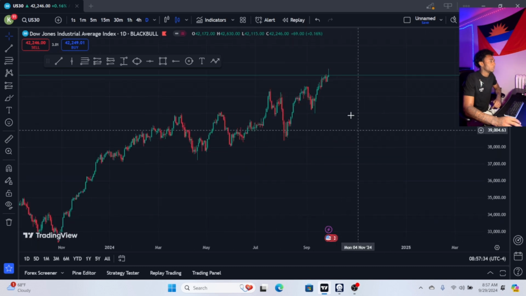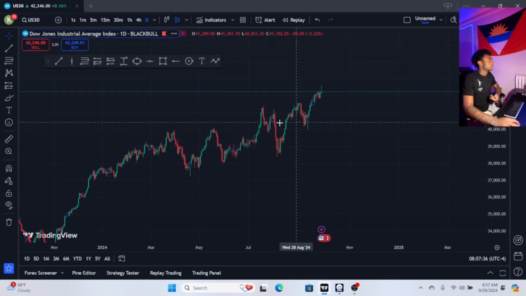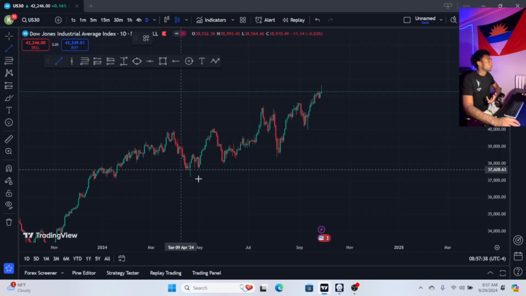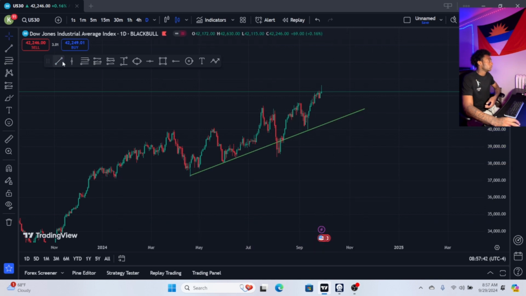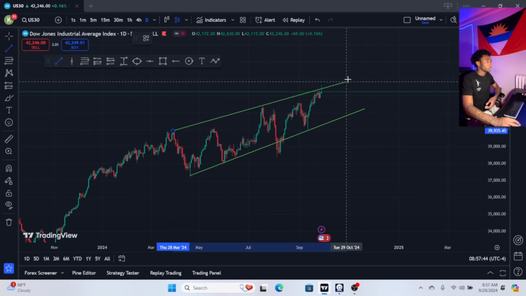Now, as you guys can see, US30 is in an uptrend, so we're gonna draw a trend line. We're gonna draw that trend line real quick.